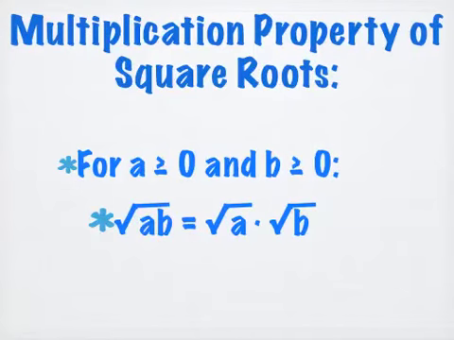The multiplication property of square roots says that for a greater than or equal to 0 and b greater than or equal to 0, the square root of a times b is going to be equal to the square root of a times the square root of b. So I can basically break up my factors a and b and take the square root of each factor separately, but multiplying those together.